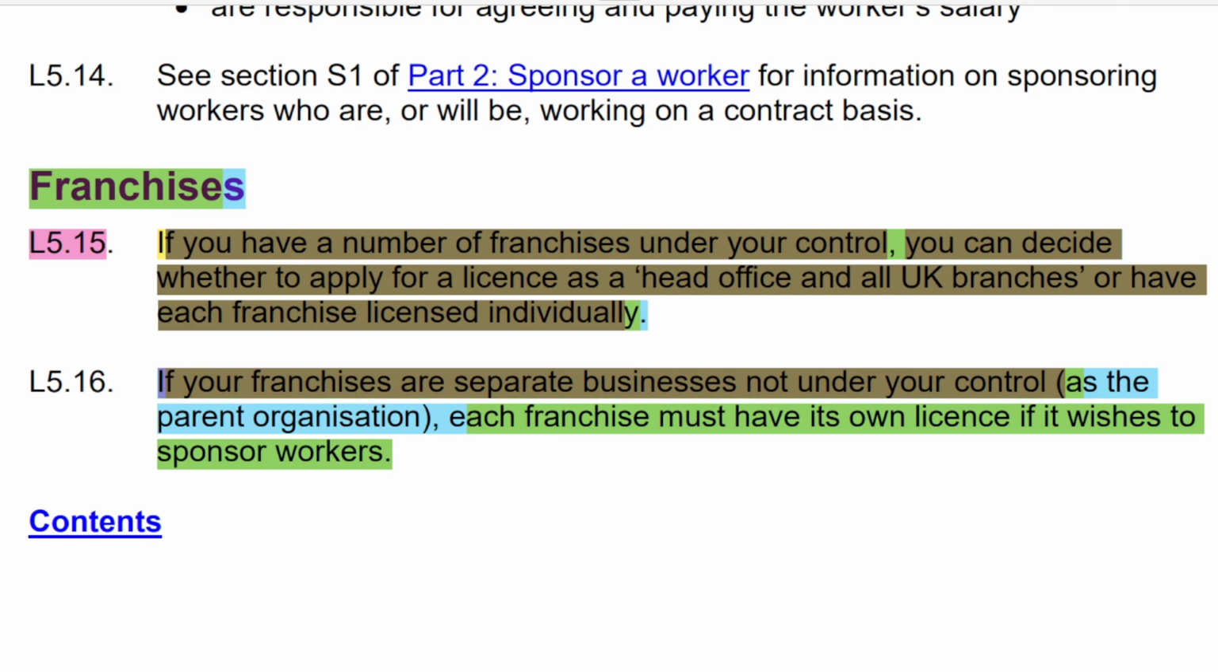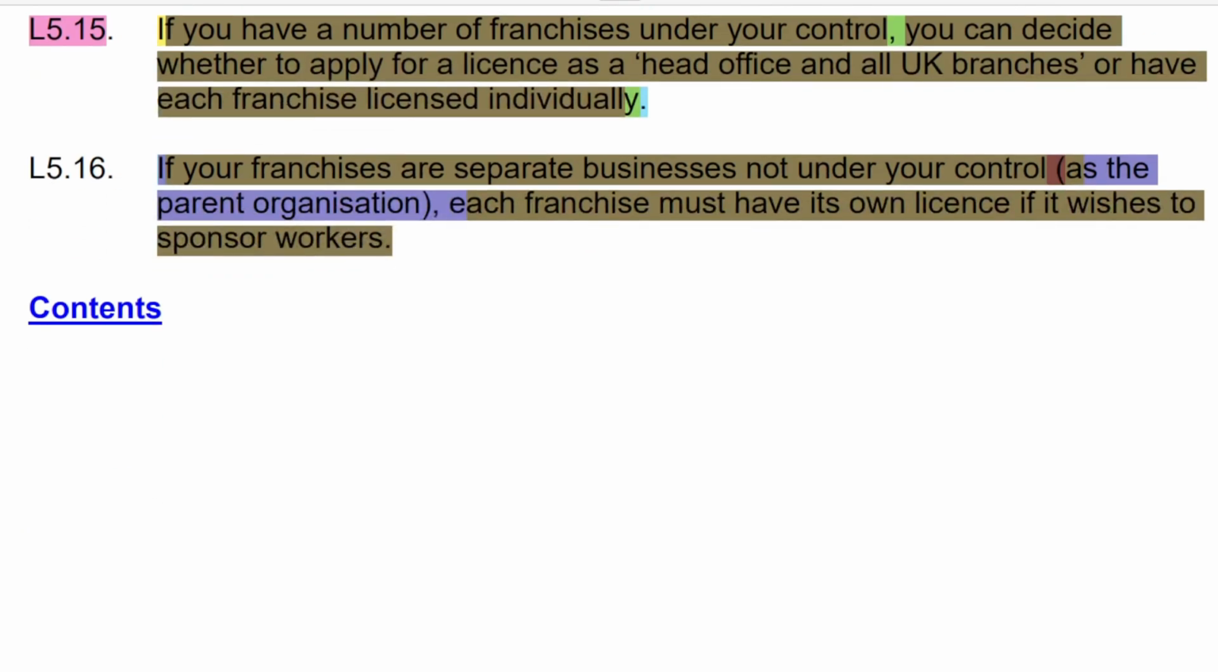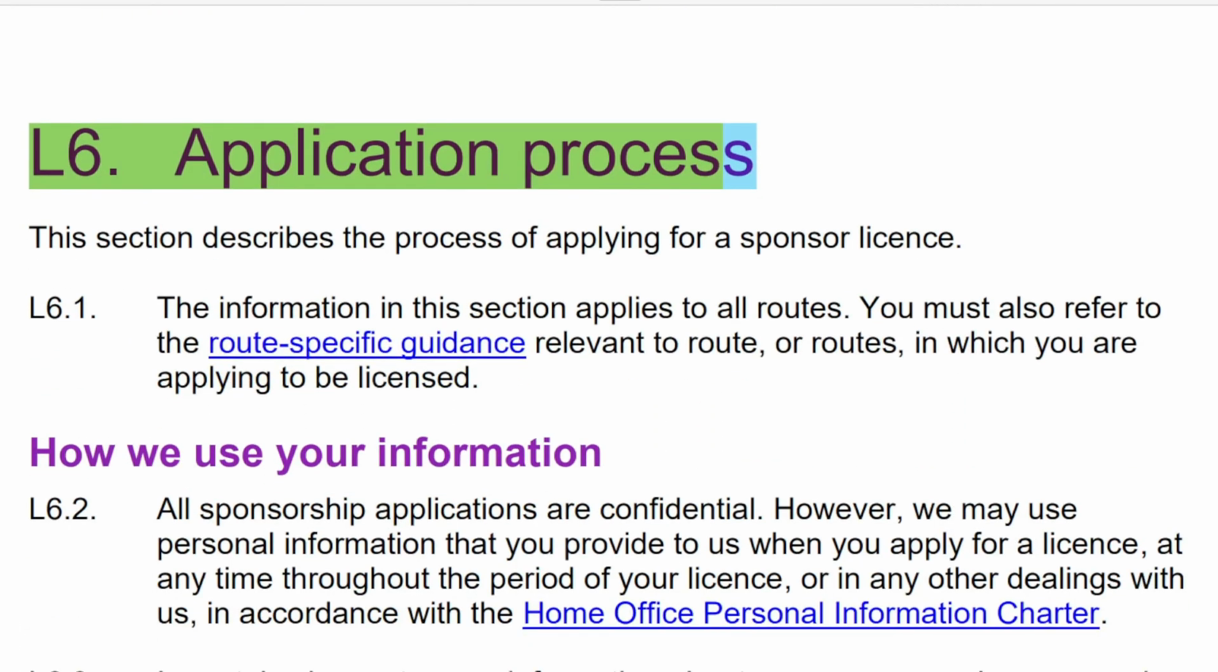This is also another common question asked by, for example, the franchisees of Pizza Hut, Domino's, all these people. As the parent organization, each franchisee must have its own license if it wishes to sponsor workers. So the main parent company might have the license, but it doesn't mean that the franchisees will get the license. Franchisees must have their own license if they want to sponsor workers. Now let's start discussing L6 of this guidance, which is the application process.